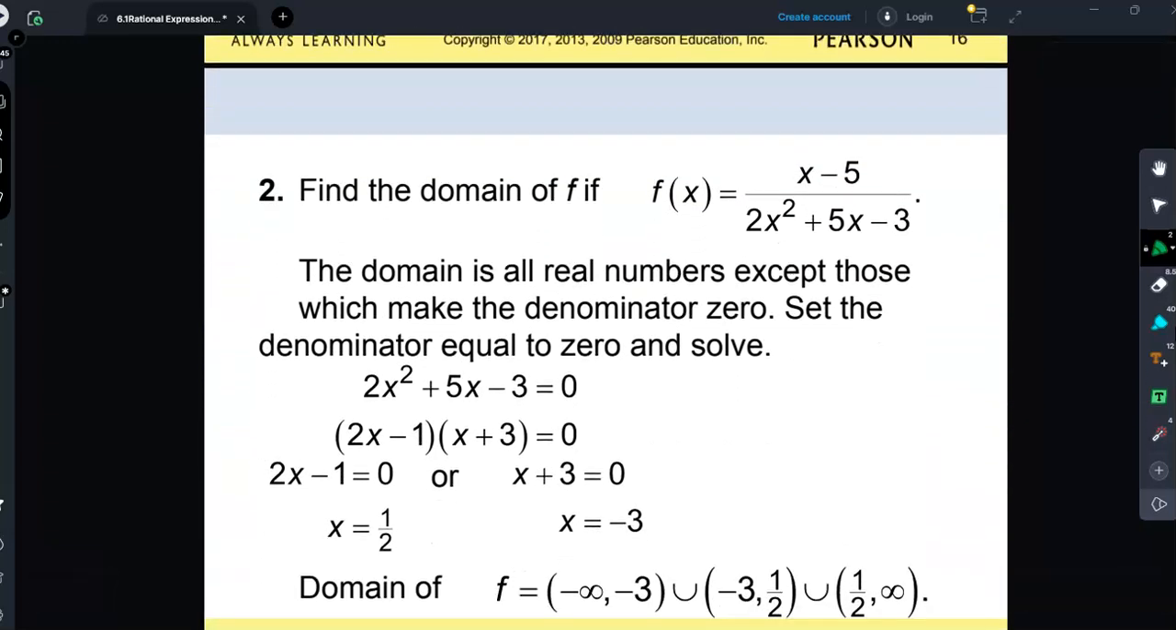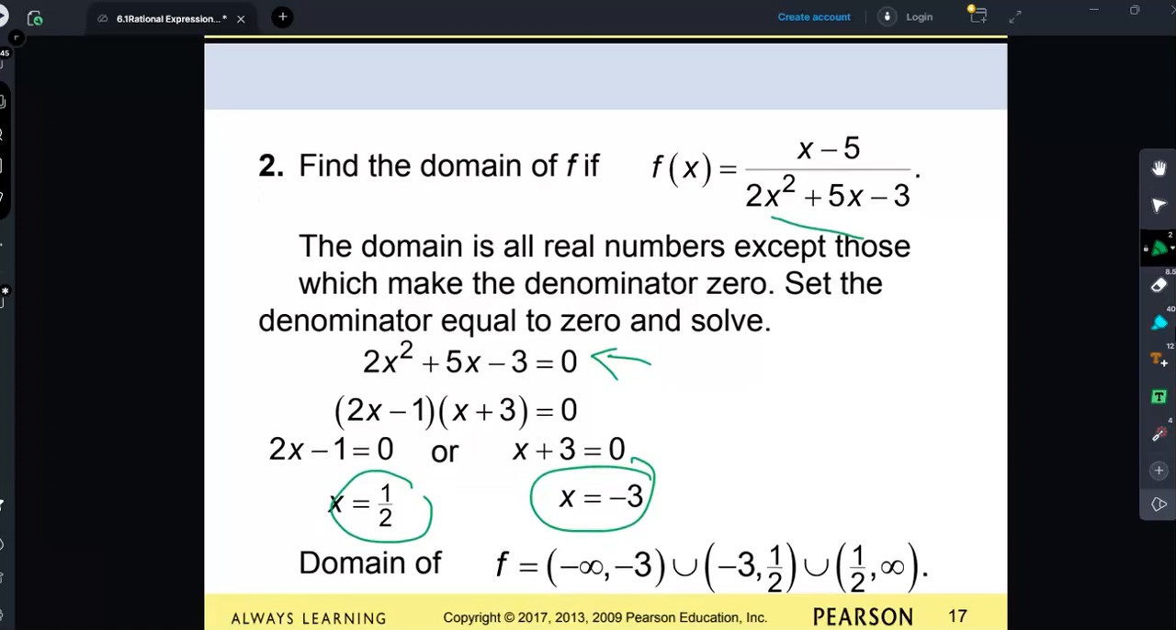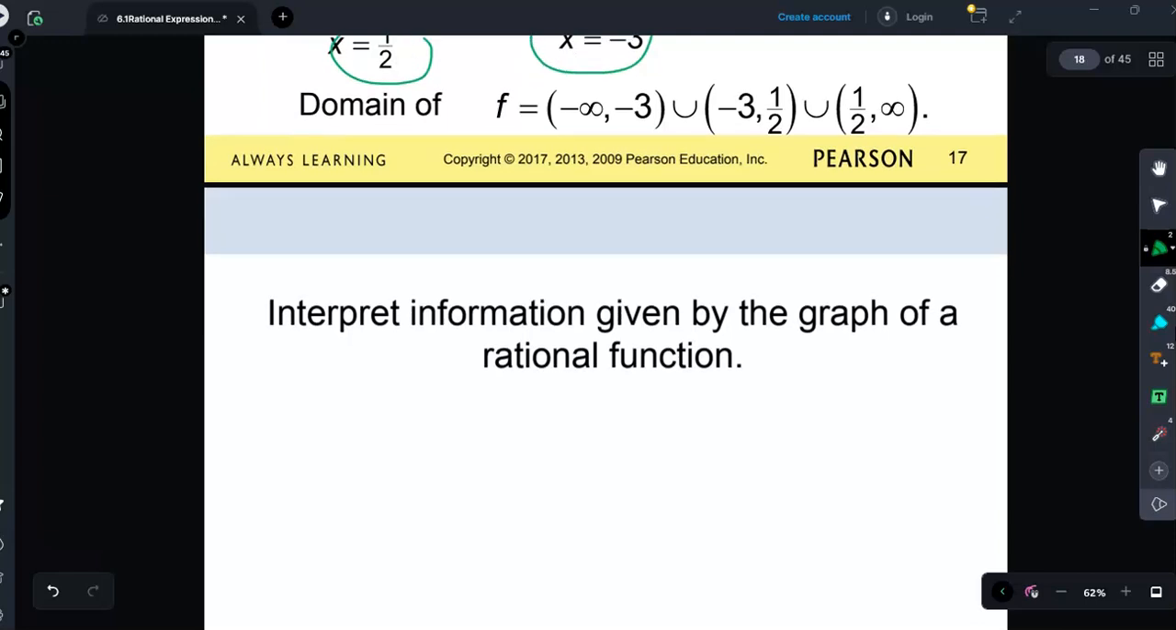So to find the domain of this, you're going to set 2x plus 5 minus 3 equal to 0, like down here. You're going to factor, you get your two values. And then again, you're going to say from least to the greatest, right? So from negative infinity to negative 3, not including negative 3, from negative 3 to 1/2, not including negative 3 and 1/2, and from 1/2 to infinity, not including 1/2. Okay.